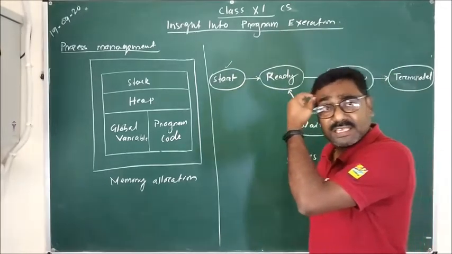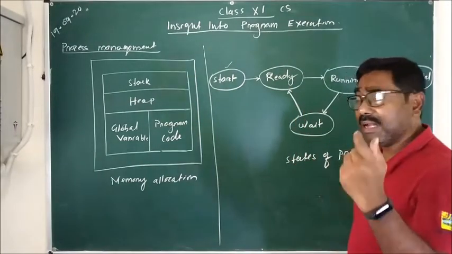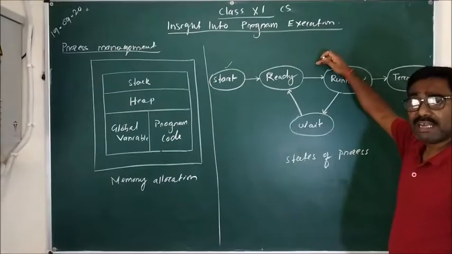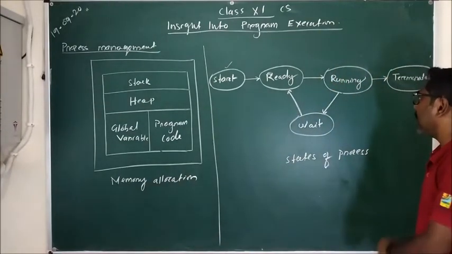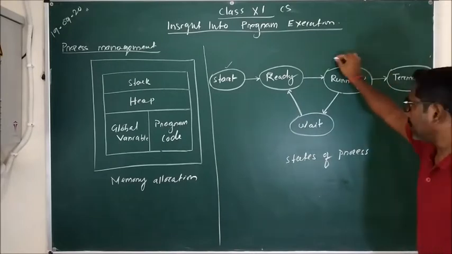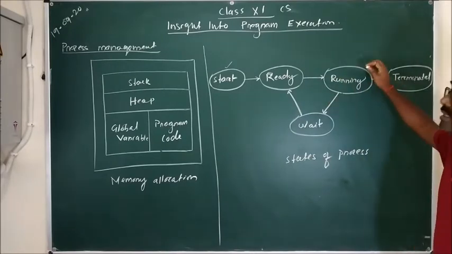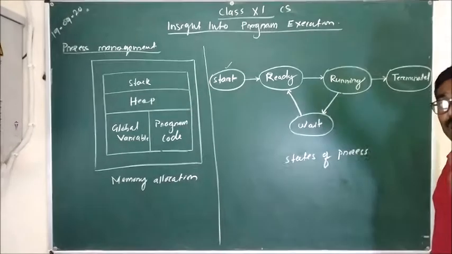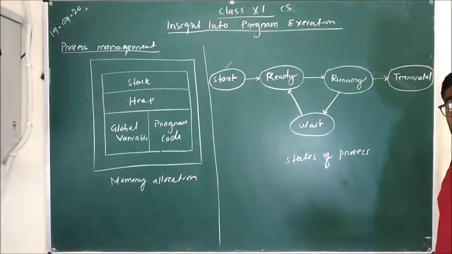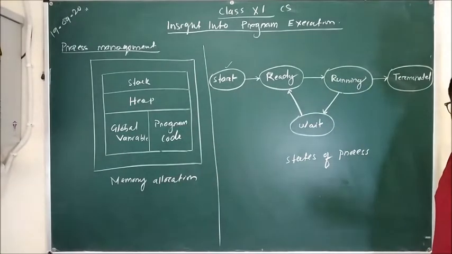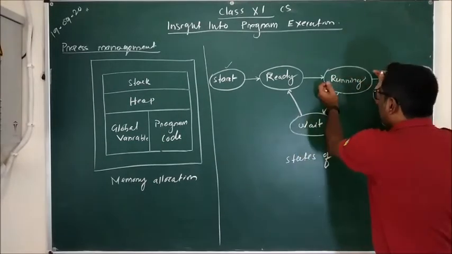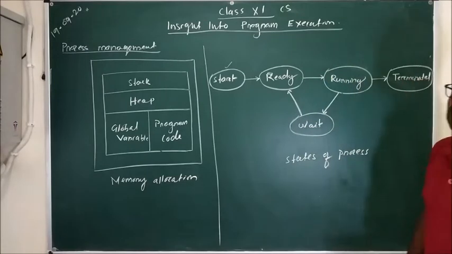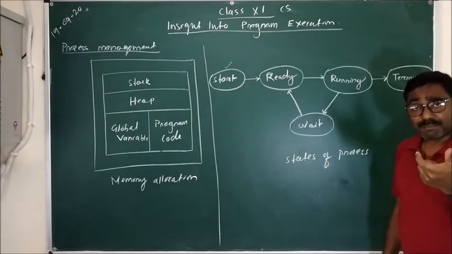After the ready state, what happens? The program enters the ALU for any kind of arithmetical or logical calculation. That particular time period is known as the running state. That means now the program is executing, processing or running, anything you can term it. This is the area where the program is actually executing.